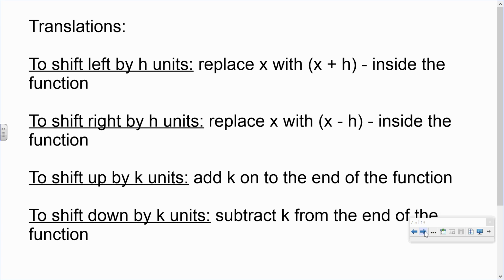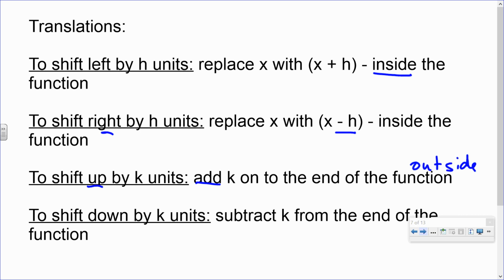Reviewing our translations again, if we want to go to the left, we change x to x plus h. Going in the negative direction, we do a plus on the inside. Going to the right, so going in the positive direction, we do a minus h on the inside. If we want to go up, we do a plus on the end or the outside.